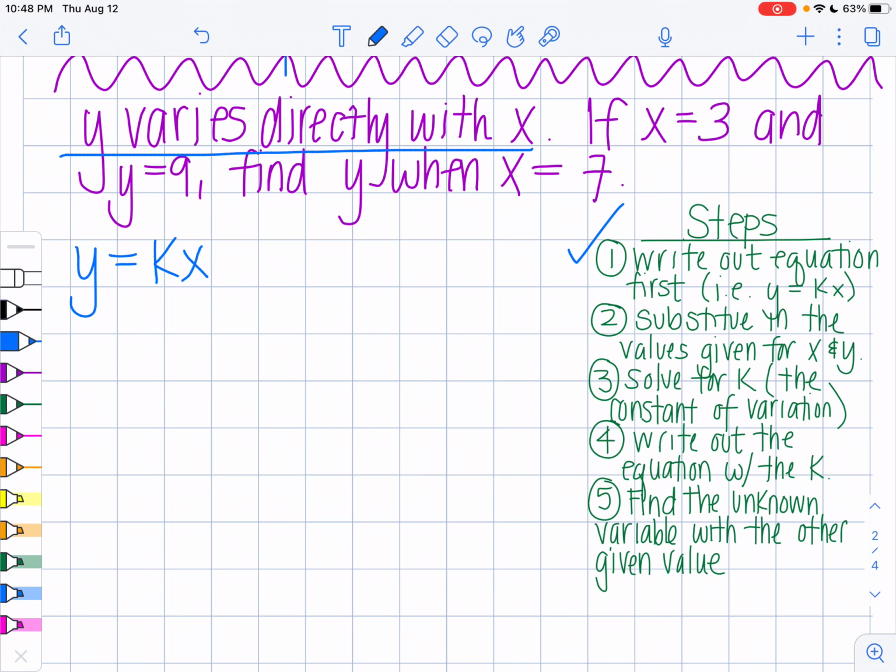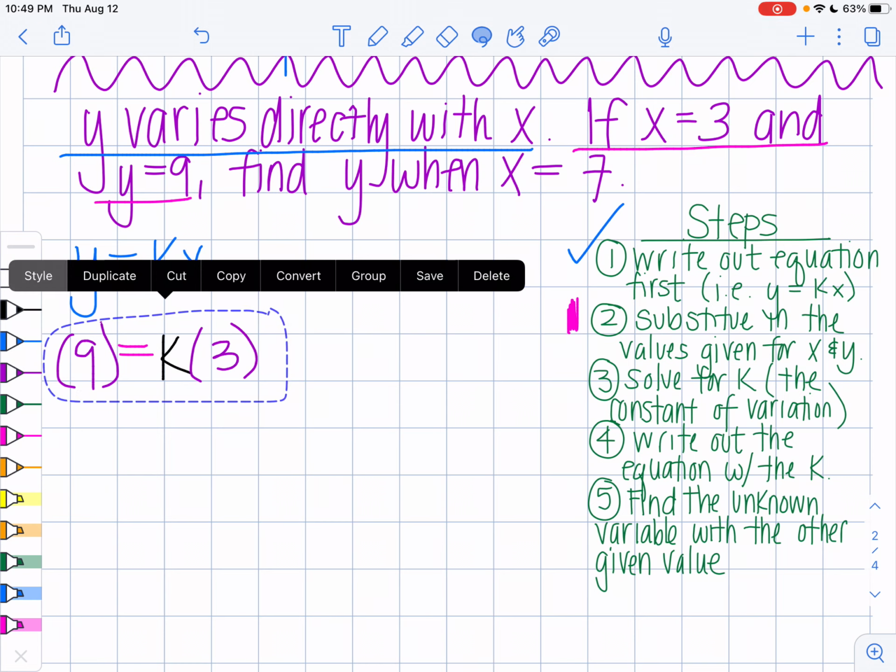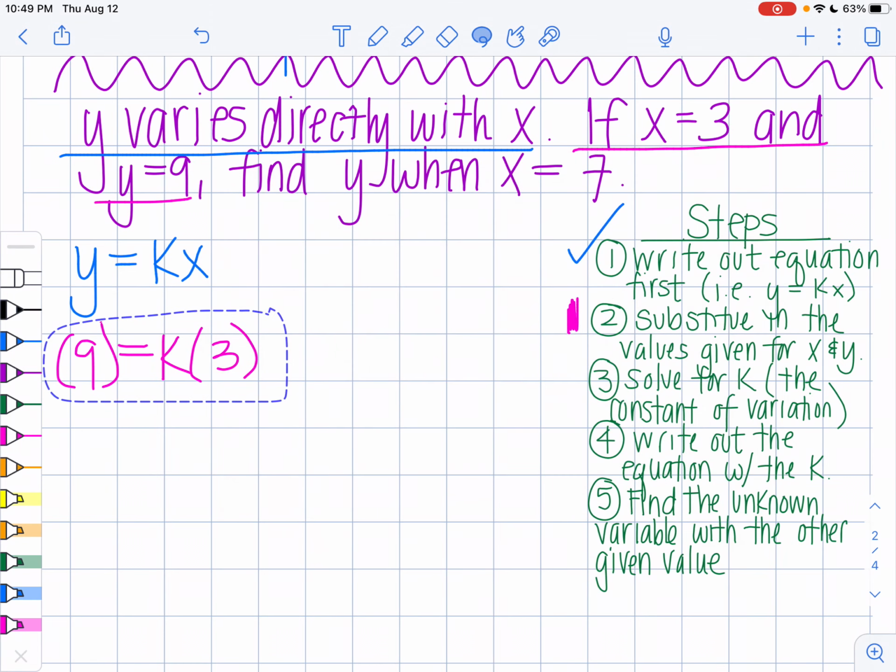Substitute in the values given for x and y. If x equals 3 and y equals 9, we're going to stop right there. That's this step right here, step number 2. We're going to plug these in. So x equals 3 here, and y equals 9. Okay? Check. And actually, I'm going to have the step be in pink so that it matches what I wrote. Okay. Step number 3, we'll do an orange.